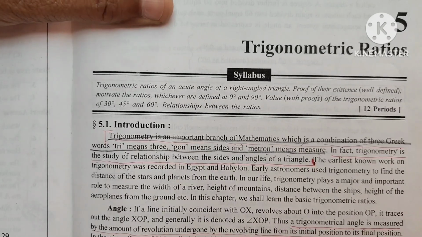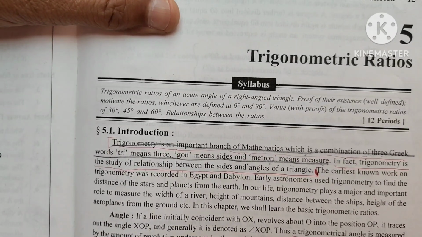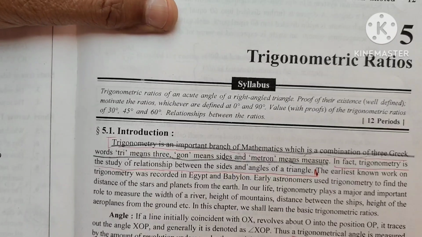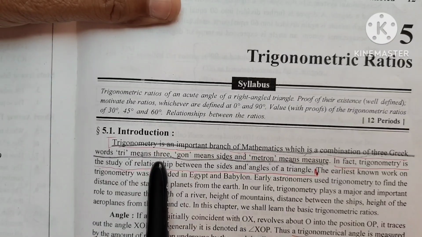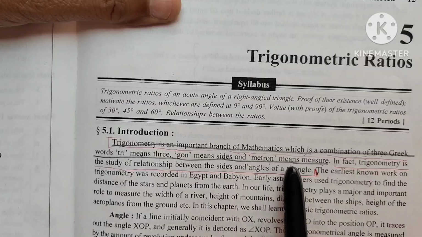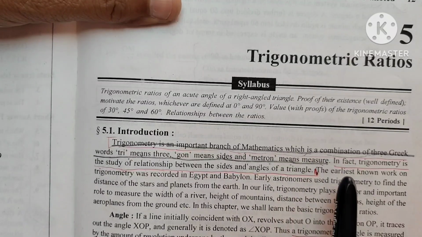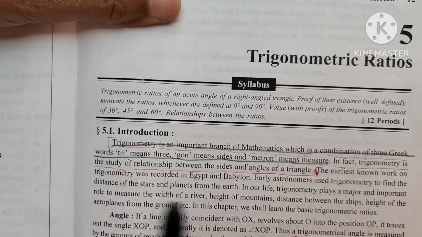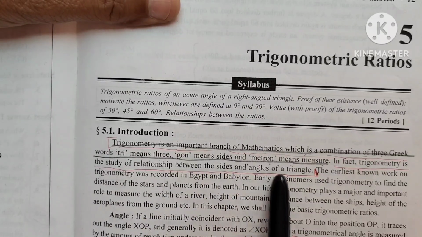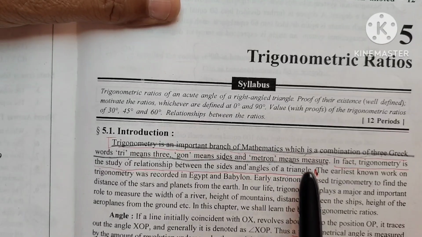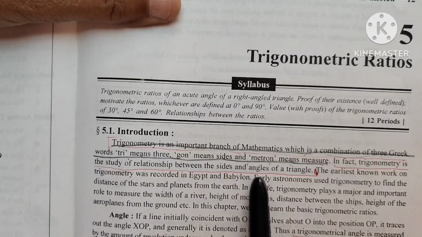Hello children, in this part I am going to explain about trigonometry. So what is meant by trigonometry? Trigonometry is an important branch of mathematics which is a combination of three Greek words. Tri means three, gon means side and metron means measure. So in fact, you can say that trigonometry is the study of relationship between the sides and angles of a triangle.